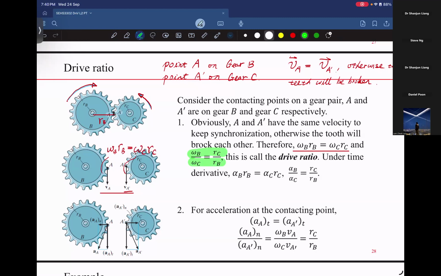You should know the drive ratio formula won't appear in your test paper and examination paper. Okay, you should know the drive ratio by yourself. No need to remember, just understand what happened over there. Okay, and let's see.